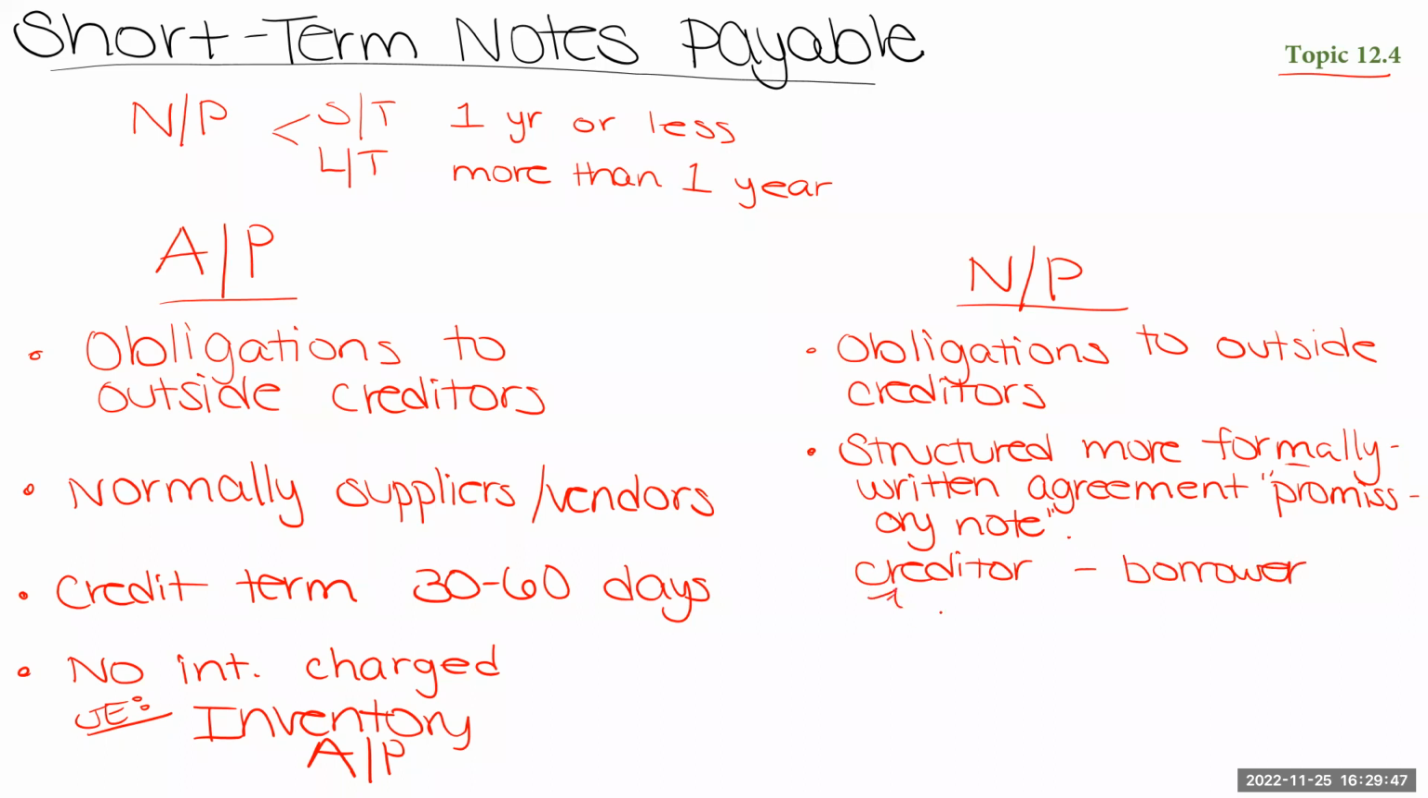That creditor can take the form of a vendor, or a bank, some sort of lending institution. And it's different from accounts payable in that it has a longer credit period. So it's not 30 to 60 days. It's usually a few months to up to years, and there is going to be interest involved.